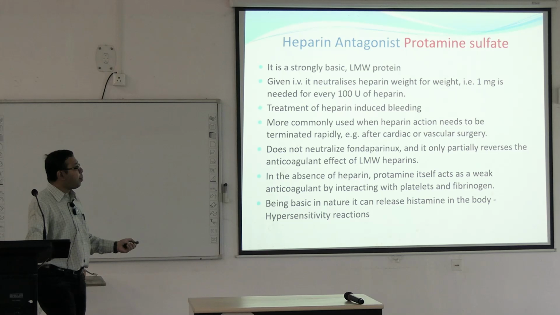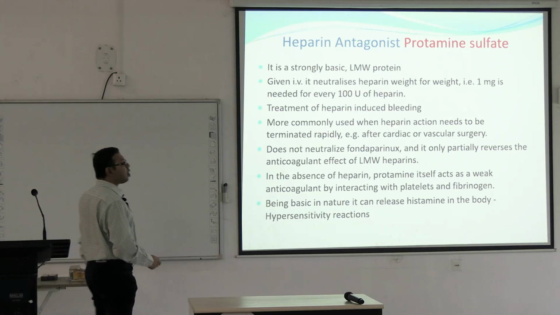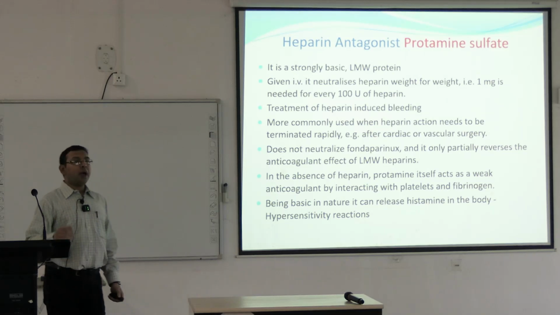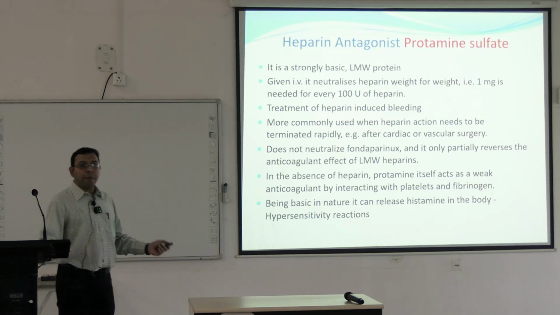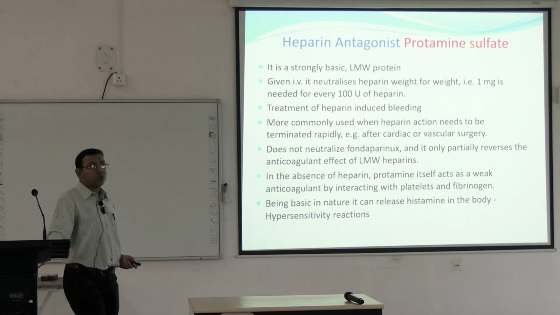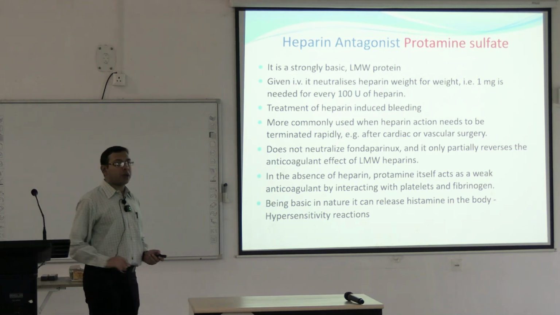In the absence of the heparin, protamine itself acts as a weak anticoagulant by interacting with platelet and fibrinogen. And the problem is it can release histamine in the body because it is a strong base. That's why some anaphylaxis can happen. So remember heparin antagonist, it will be commonly asked: protamine sulfate, used to reverse the action of the heparin, particularly the unfractionated heparin.